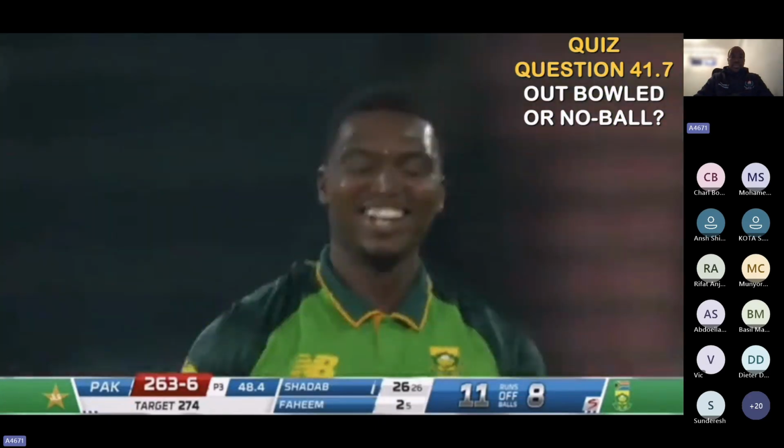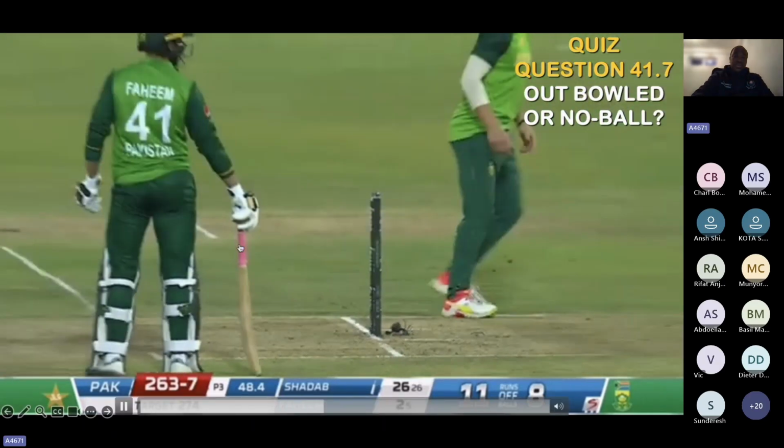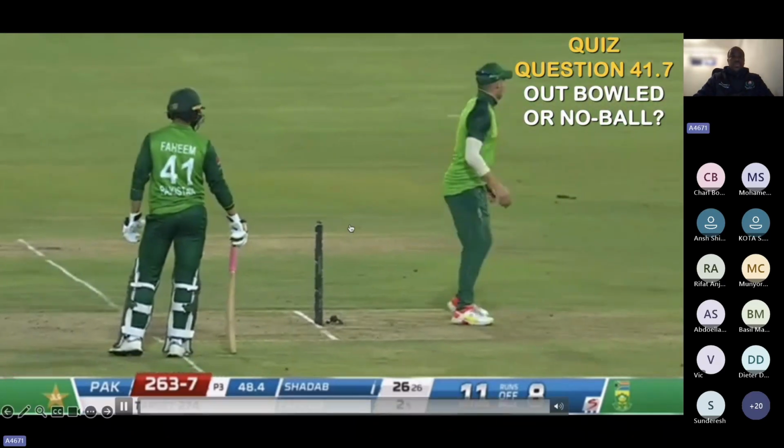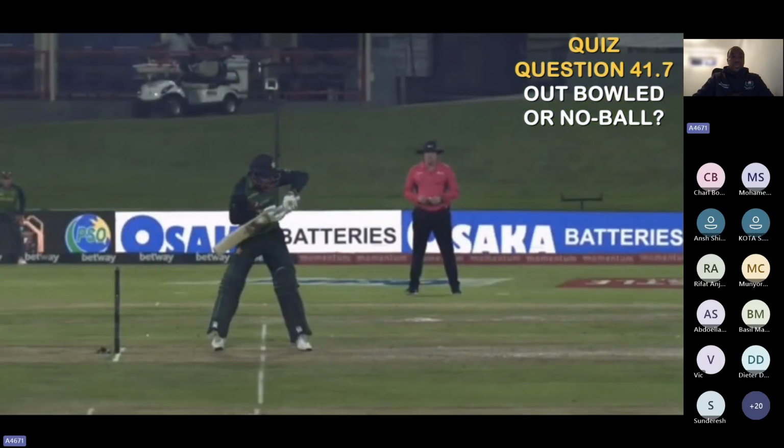Oh, bowled him. I wonder if it's a no ball. Well, we're going upstairs for this. We're going upstairs. This is over the waistline. Yeah, and I think he's got a strong case.